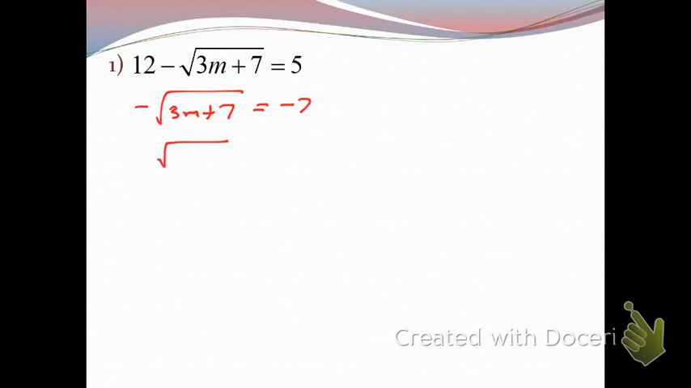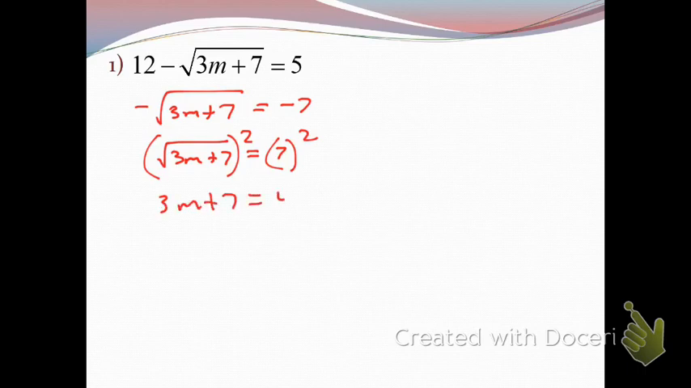Then we have the square root of 3m plus 7 equals what? Positive 7. And here we go. What's the opposite of taking the square root, guys? To square both sides. Now that we are rewriting the equation, at the end, we'll have to check and make sure it works. So we square both sides and then subtract 7.